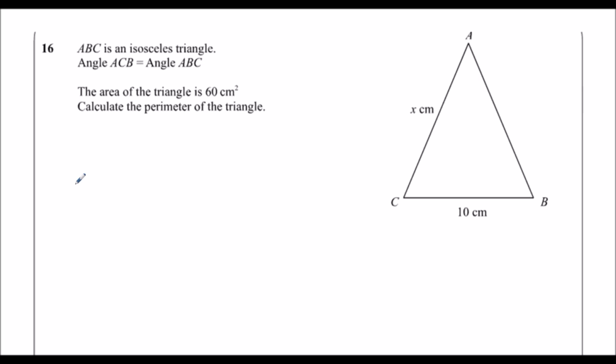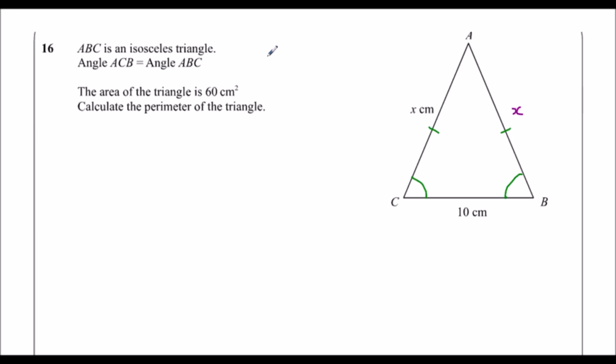Question 16. ABC is an isosceles triangle. Angle ACB equals angle ABC. So these two angles are equal. The angles at the base of an isosceles triangle are equal. And these two sides must be equal as well. So this side is also x. The area of the triangle is 60 centimeters squared. Calculate the perimeter of the triangle.